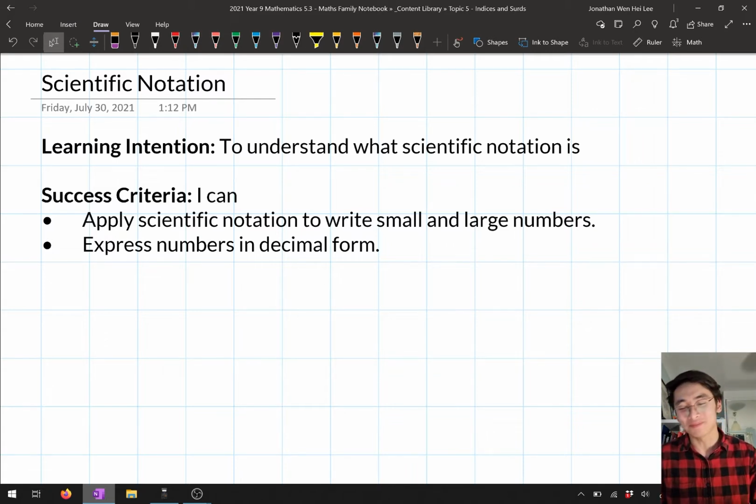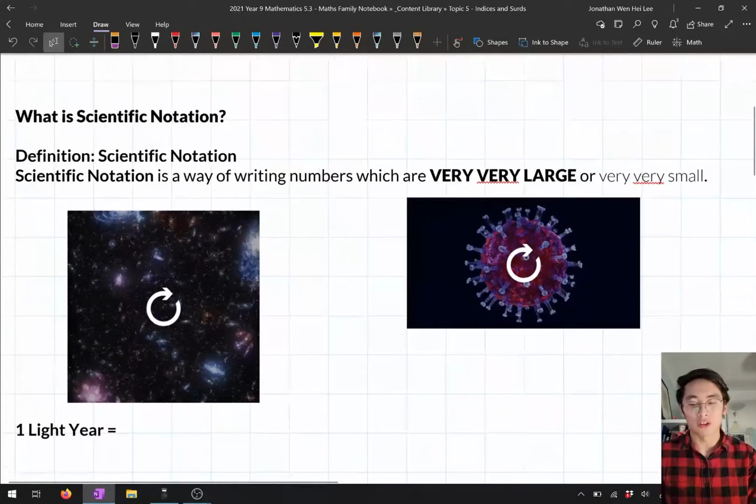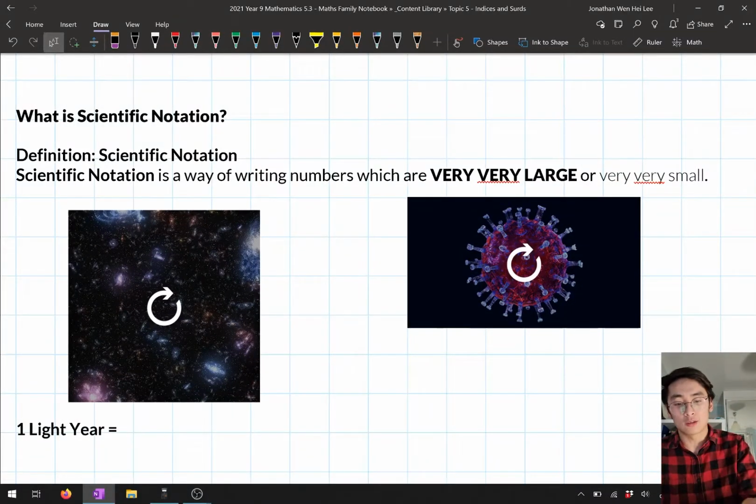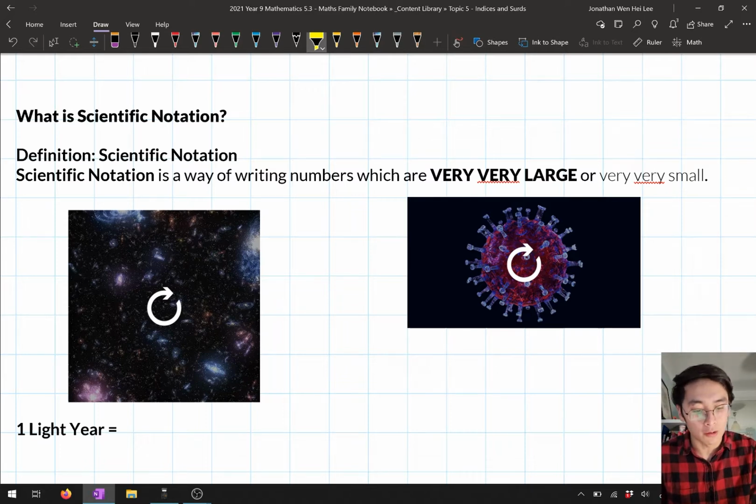So let's get started. First of all, we need to talk about what scientific notation is. Scientific notation is a way of writing numbers which are very, very large or very, very small. Mathematicians and scientists in particular represent numbers which are very big and very small using a bit of notation, written a little differently to how we would normally write regular numbers. The reason is that some numbers get really big and it gets really irritating to write a lot of digits, and some numbers get really small and it gets really irritating to write a lot of digits for those numbers.